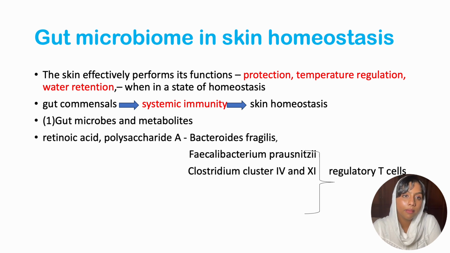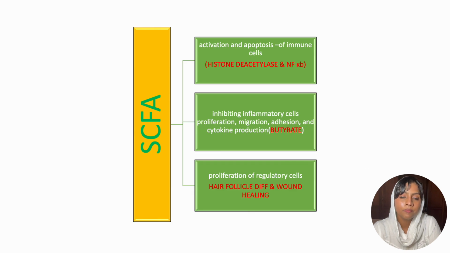So let's take an example. Gut microbiota and metabolites like retinoic acid and polysaccharide A, which is produced by bacteria like Aspergillus, Faecalibacterium, and Clostridium clusters, have actually been found to increase the amount of T regulatory cells, which helps in maintaining the homeostasis and providing an anti-inflammatory environment. The next thing that they found out is the effect of short chain fatty acids, which are actually produced by the gut microbiota.